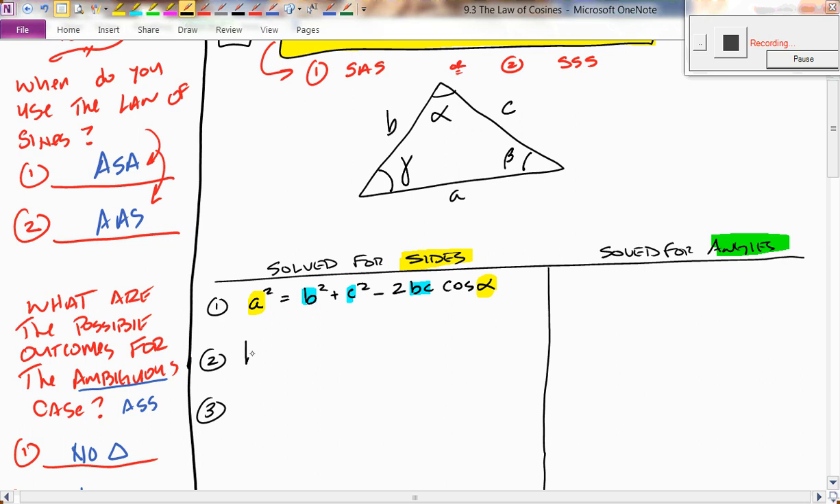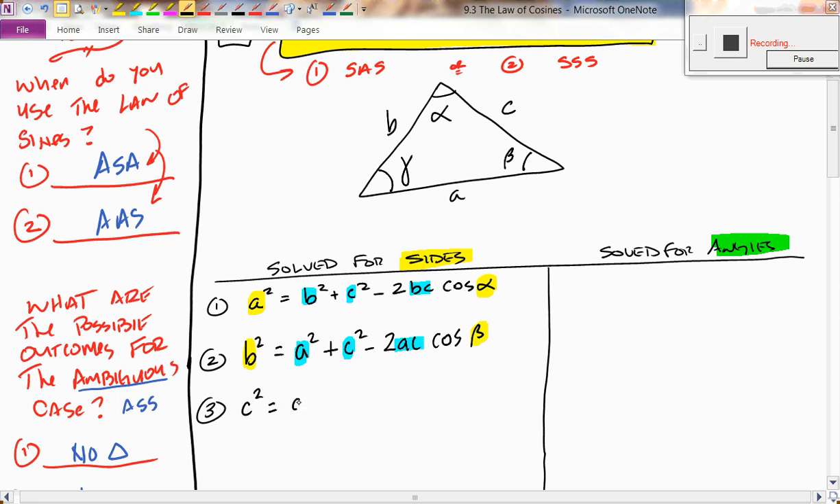Watch this. If I want to solve for B squared, then it's going to be A squared plus C squared minus 2AC times the cosine of which angle is across from B? Beta. There you go. So we've got a B here, and we have beta there. And look, the other 2 sides that we have not yet used are right there and right there. That's pretty easy, right? I think it's pretty easy. So can you guys figure out what the last one will be? Yeah.